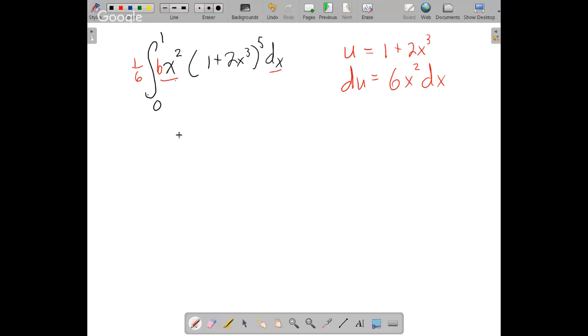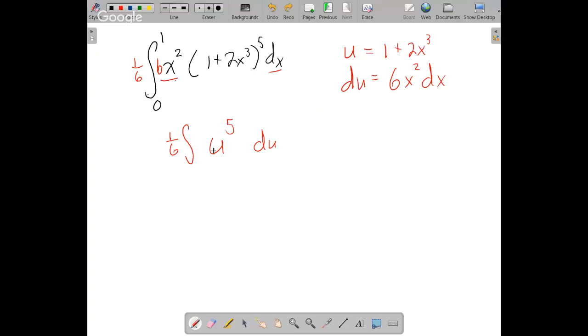One problem now is I'm going to skip the boundaries for a moment and just throw in my substitution. So 1/6, and let's see, this and this is my du, and then the parentheses are my u. So this cleaned up dramatically from what it was before.